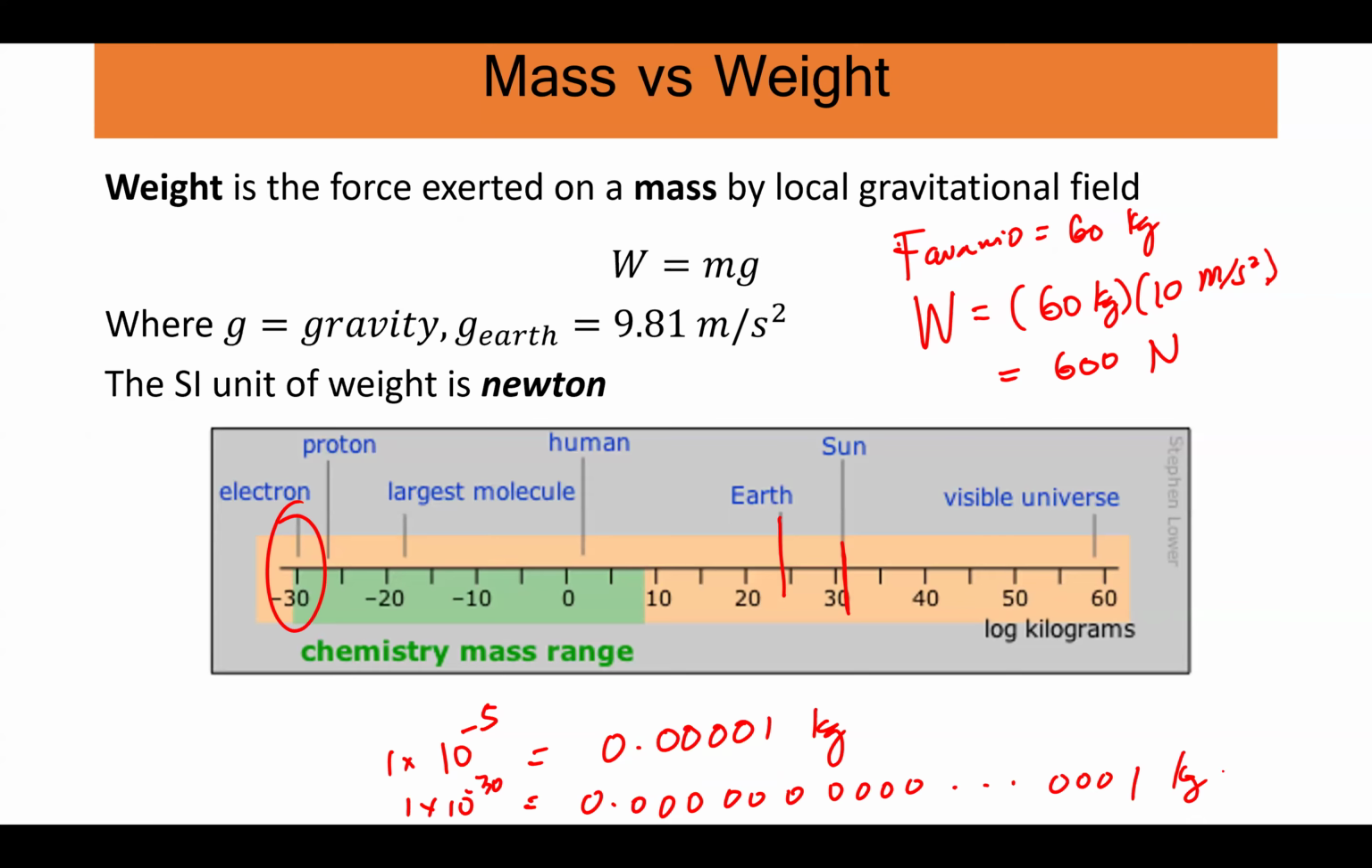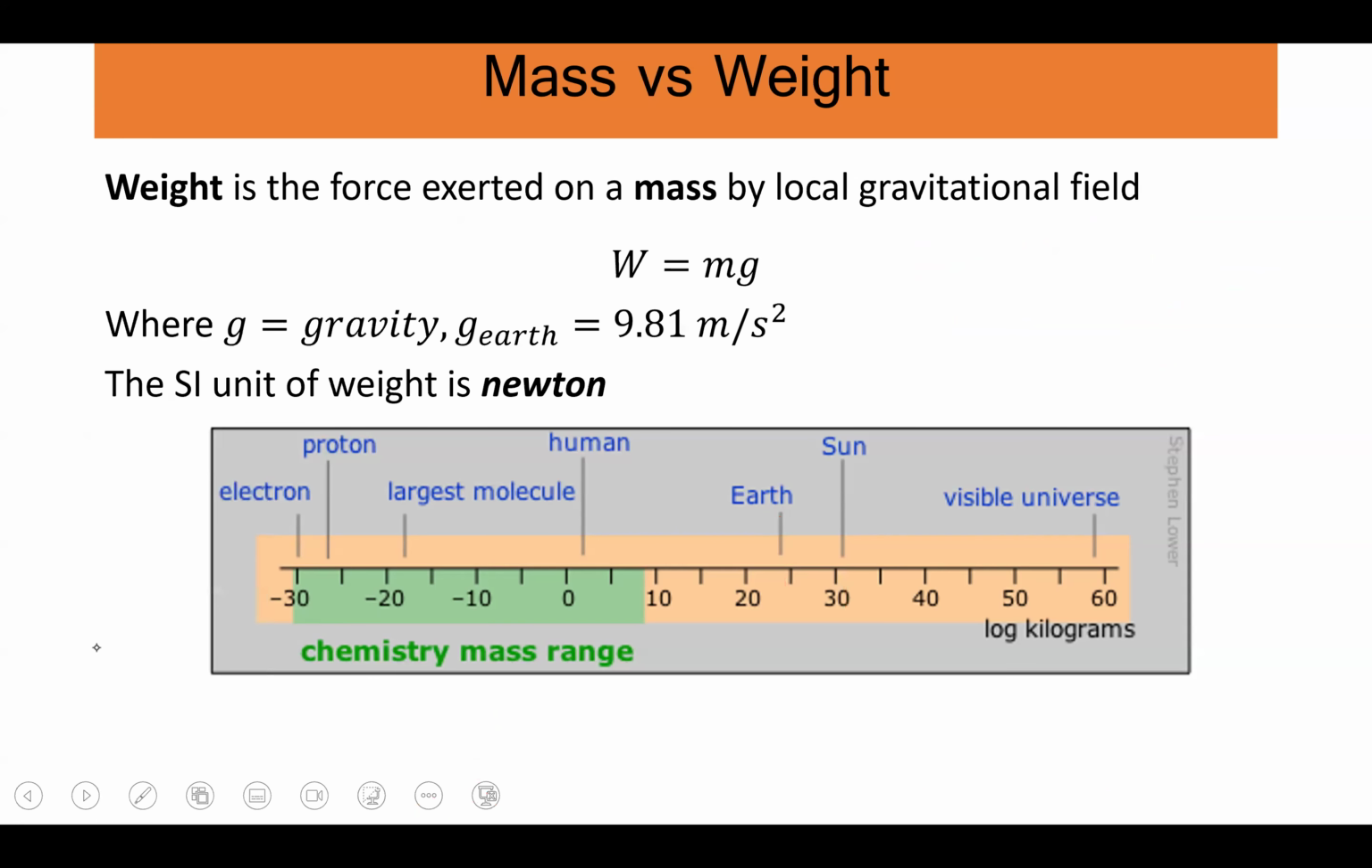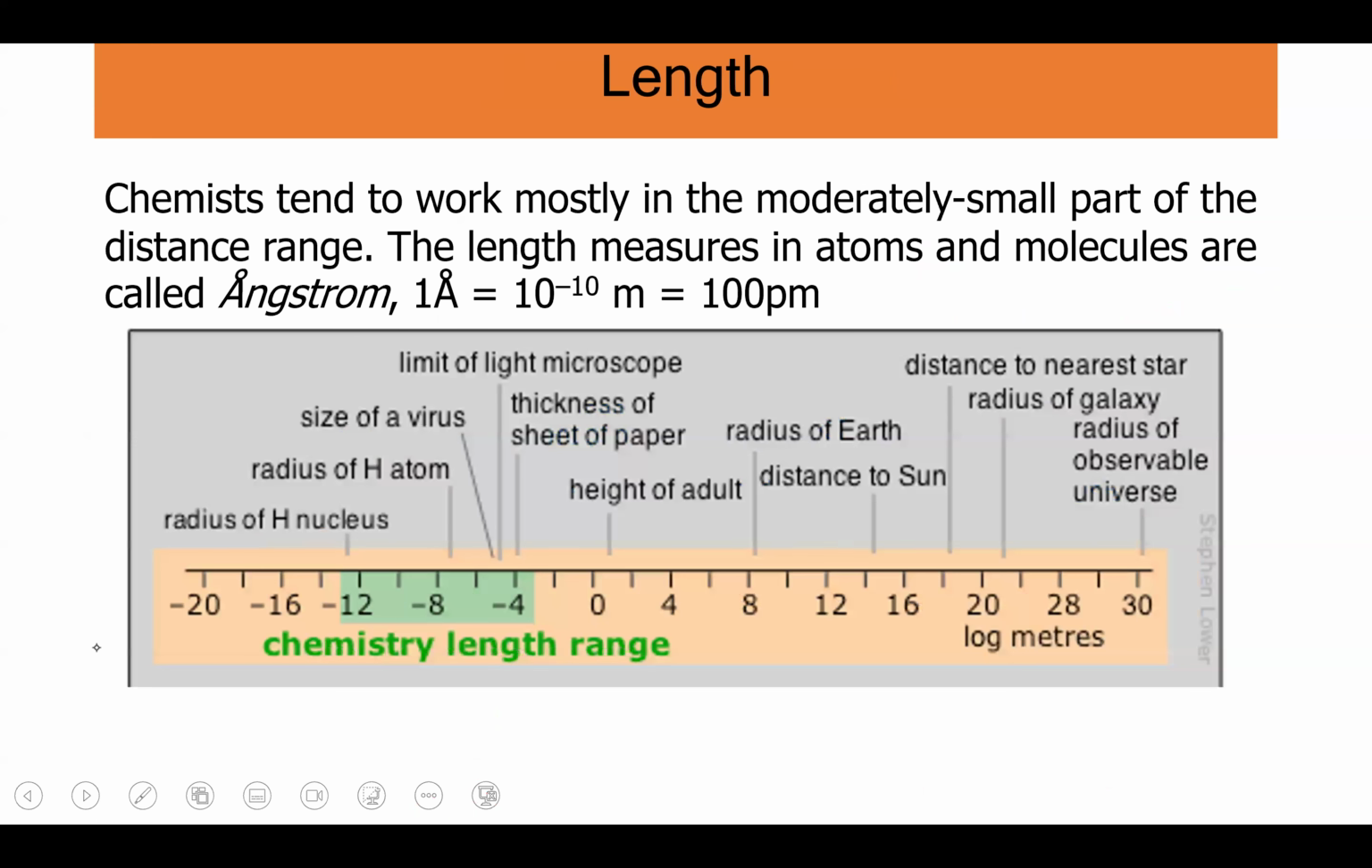So when you study about chemistry, you study about mass from the very, very small mass to about human size mass. That's the chemistry. Usually you study about matter that has a mass in this region. So you study about protons, electrons, molecules, elements. Those are the masses that you will be studying. You will not study about the earth or the sun. So you will not study matter in that scale. All right, so comprende? Okay. What about the length?